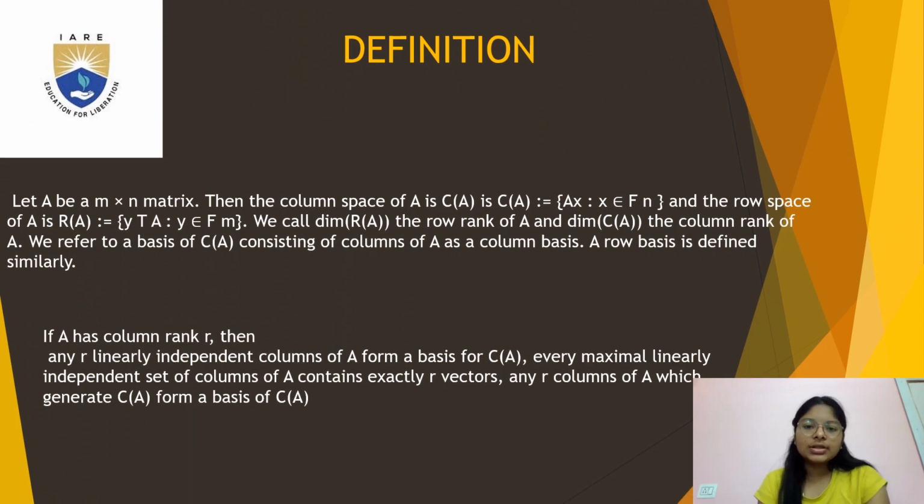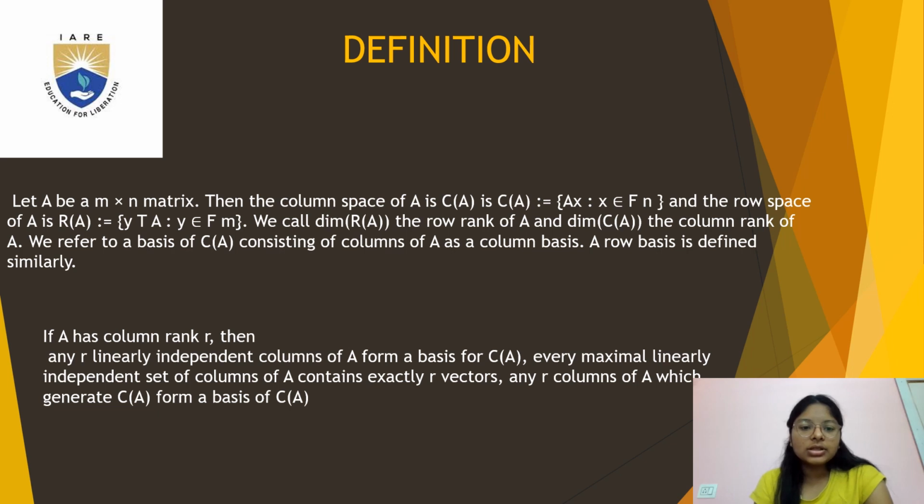So we discuss the definition. Let A be an m cross n matrix. Then the column space of A is C(A) = {Ax : x belongs to F^n}, and the row space of A is R(A) = {y^T A : y belongs to F^m}. We call dim R(A) the row rank of A and dim C(A) the column rank of A.